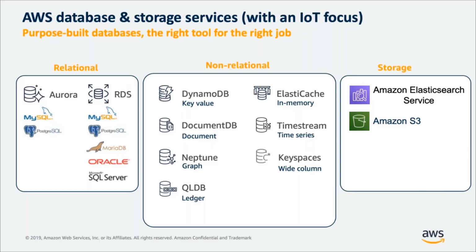You might need an in-memory data store for caching and real-time workloads where Amazon ElastiCache could be used. Or you might be building an application with highly connected data, and you could use a graph database like Amazon Neptune. Additionally, I've also included Amazon Elasticsearch Service and Amazon S3 as storage services, since these are widely used in search and data lakes in IoT applications. So now that we've looked at the database and storage services, let's take a look at some visualization options for IoT data.